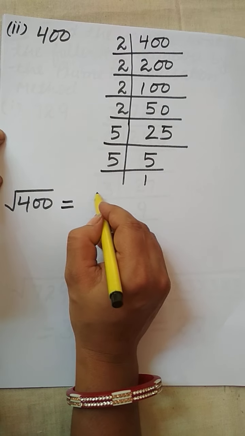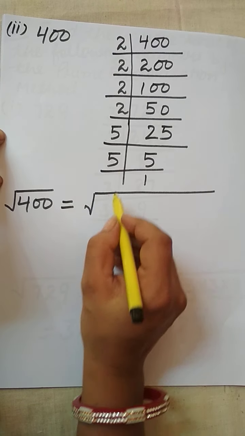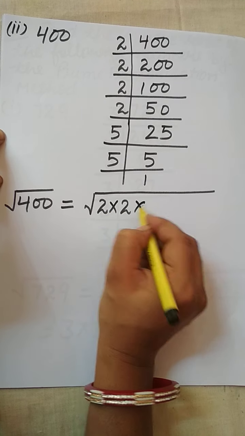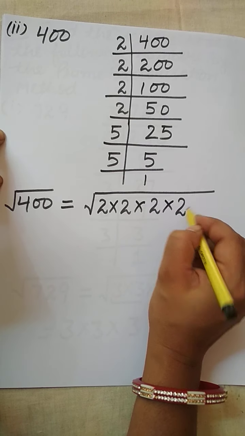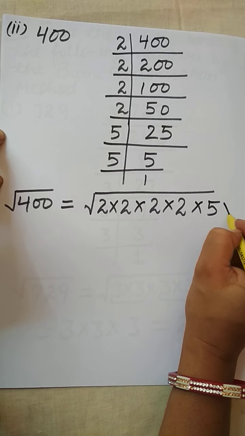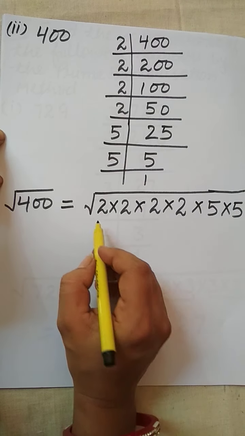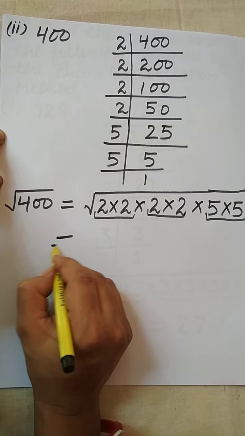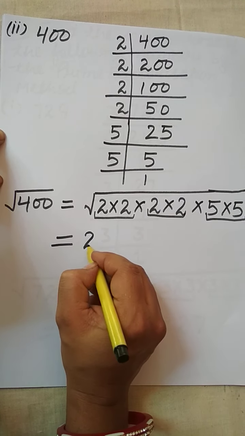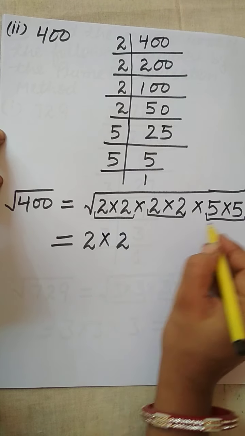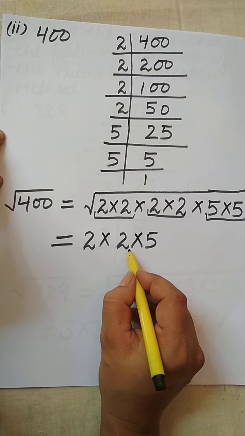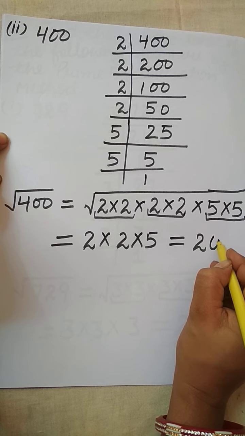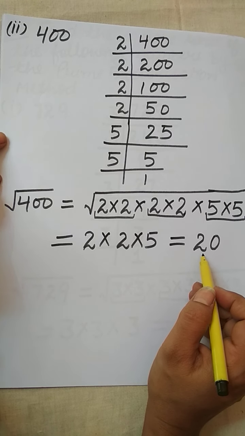Square root of 400 is equal to 2 multiplied by 2 multiplied by 2 multiplied by 2, 4 times 2 is there and 2 times 5 is there. As we are to find the square root, firstly I'll make the pairs and write one number from each pair. Here is 2, then next 2, then next is 5. So 2 2's are 4, 4 5's are 20. So the square root of 400 is 20, the right answer.